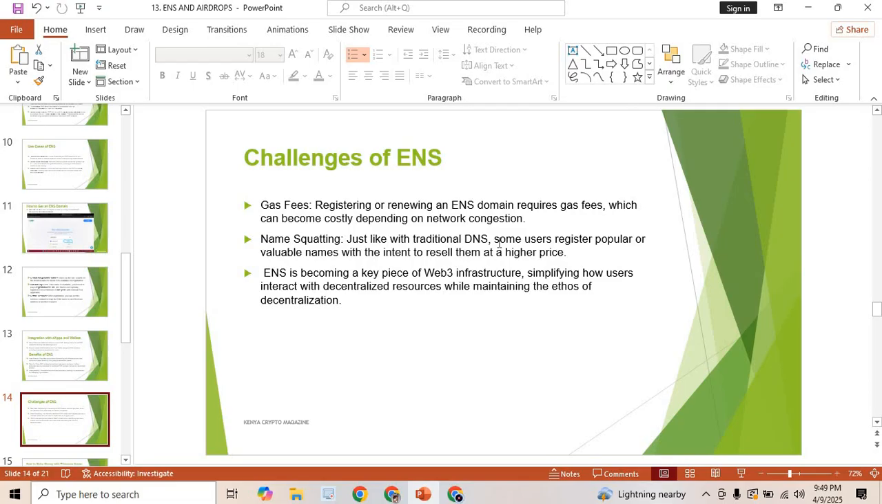So ENS is becoming a key piece of Web3 infrastructure, simplifying how users interact with decentralized resources while maintaining the ethos of decentralization. Basically, as a conclusion, ENS is becoming a key Web3 infrastructure. In short, if you want to interact with the blockchain or Web3 or crypto, it is very important to have an ENS.